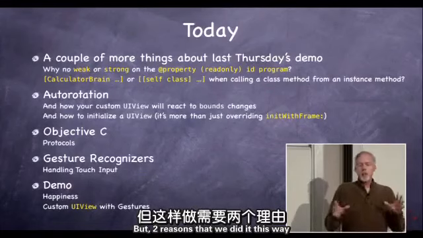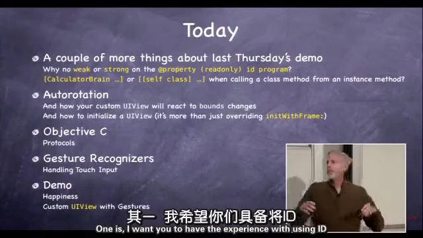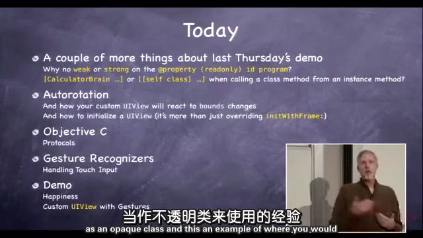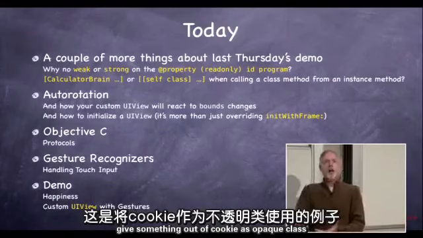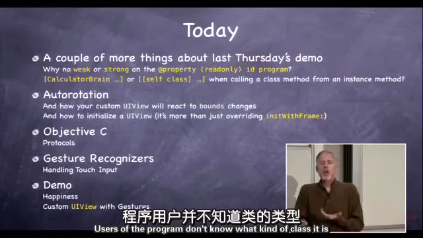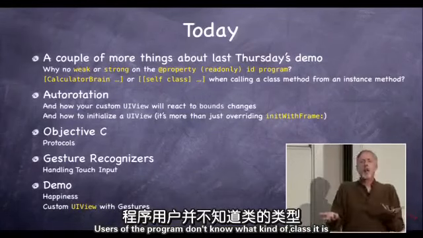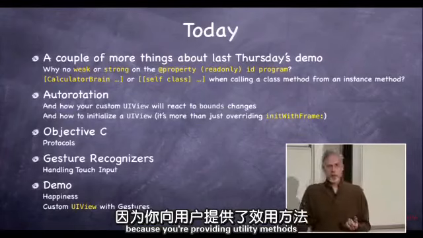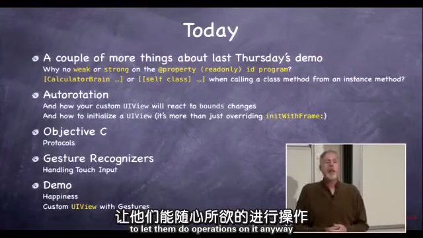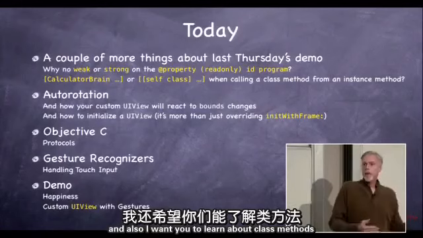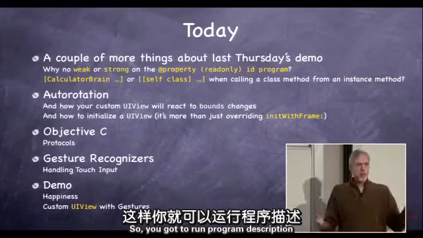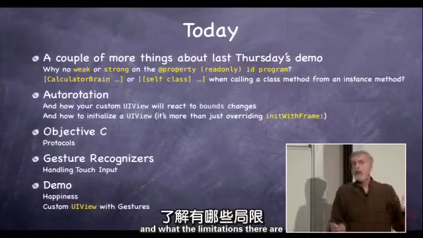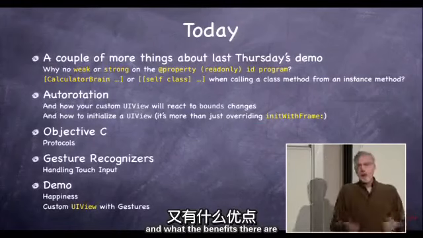But two reasons that we did it this way. One is I want you to have experience with using ID as an opaque class, and this is an example of where you would give something out, a cookie. It's an opaque class. The users of the program don't know what kind of class it is, and that's perfectly fine because you're providing utility methods to let them do operations on it anyway. And also I want you to learn about class methods. So you got run program, description program, you got to implement some class method. You get to see what that's like and what the limitations there are and what the benefits there are.